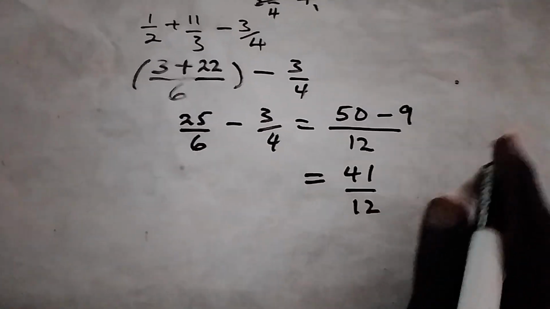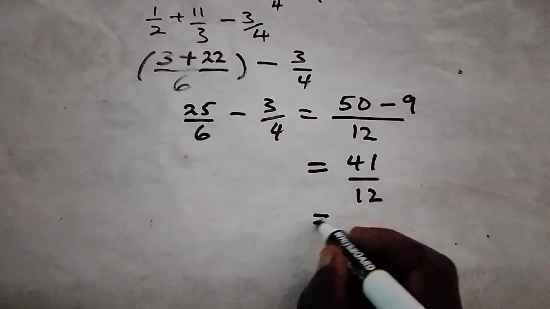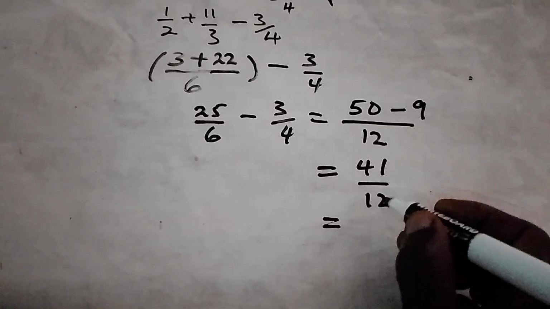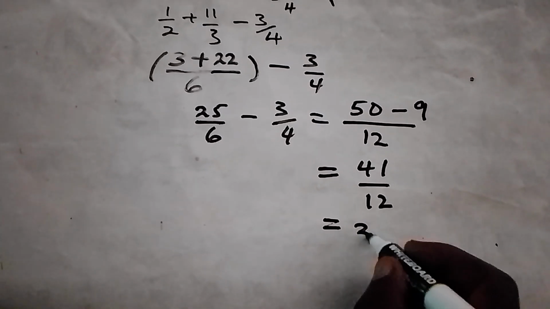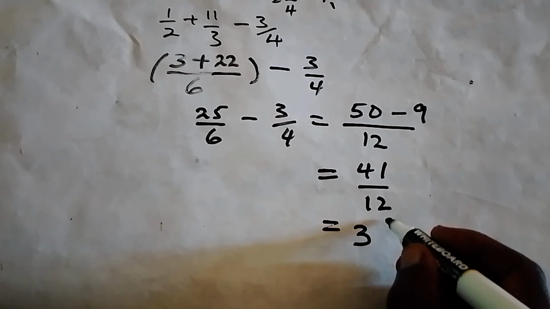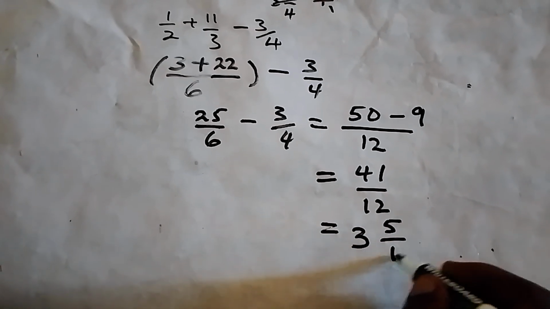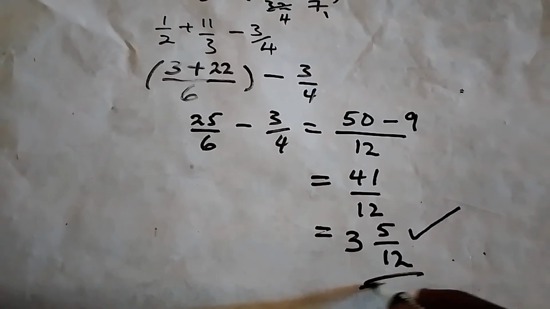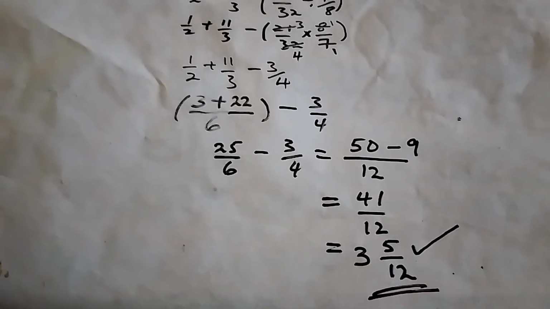This is an improper fraction, so you can convert it into a mixed fraction, where we'll have 41 divided by 12. We have 3 times because of 36, remainder 5 over 12. And this is the correct solution of the problem.